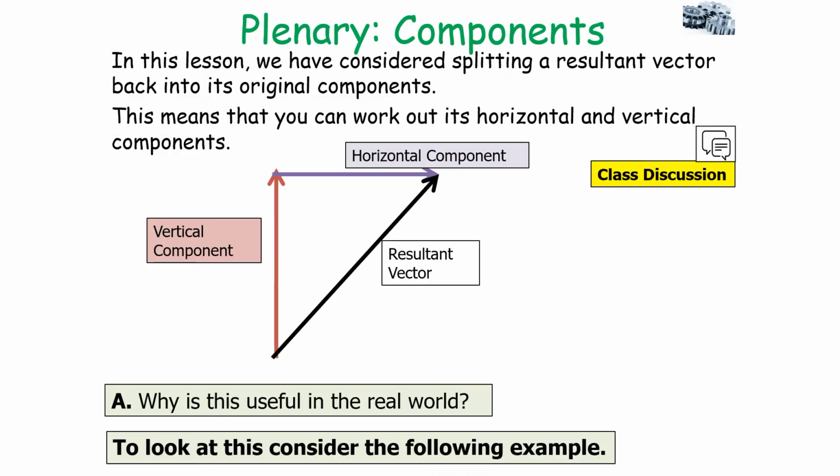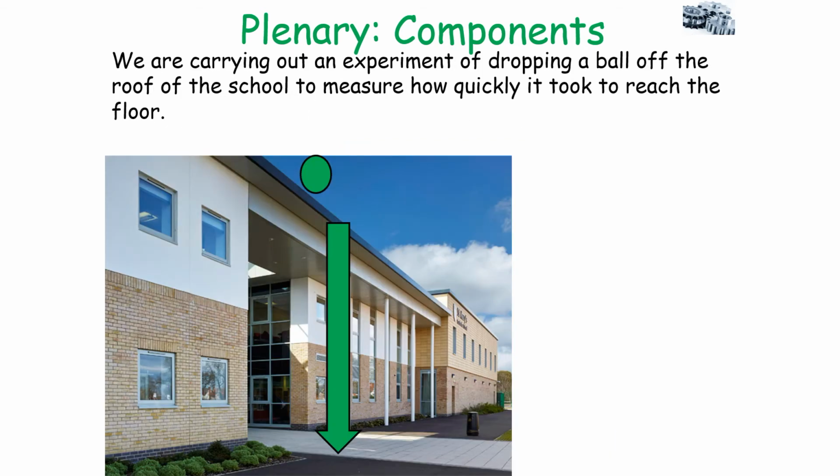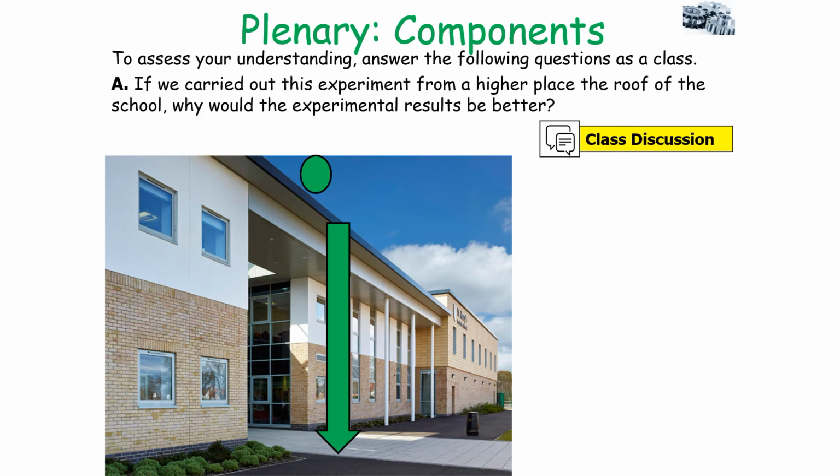Now the question you've got to ask is, if we can split up a resultant vector into its horizontal and vertical components, why is this useful in the real world? So we could show this by carrying out an experiment such as dropping a ball off the roof of the school to measure how quickly it would take to hit the floor. So, if we carried out this experiment from a higher place other than the roof of the school, why would the experimental results be better?